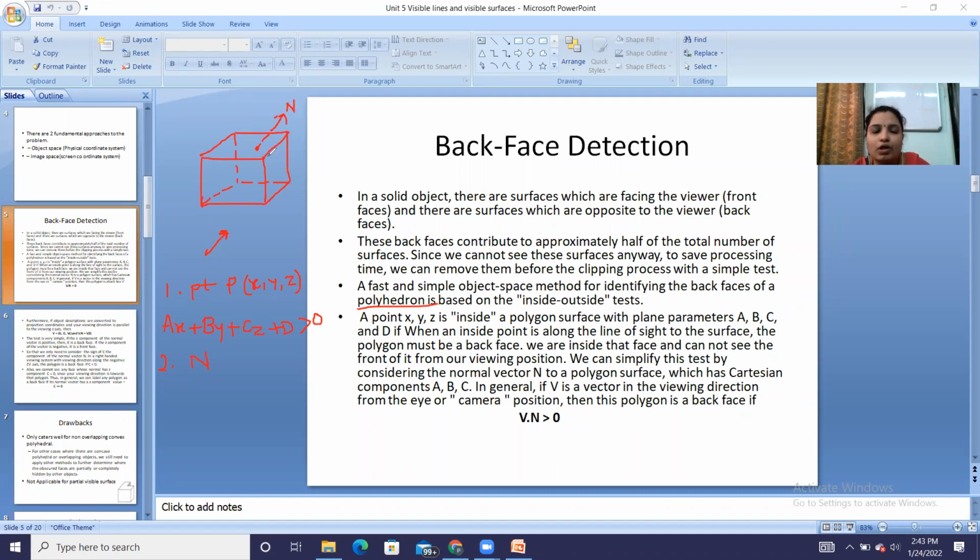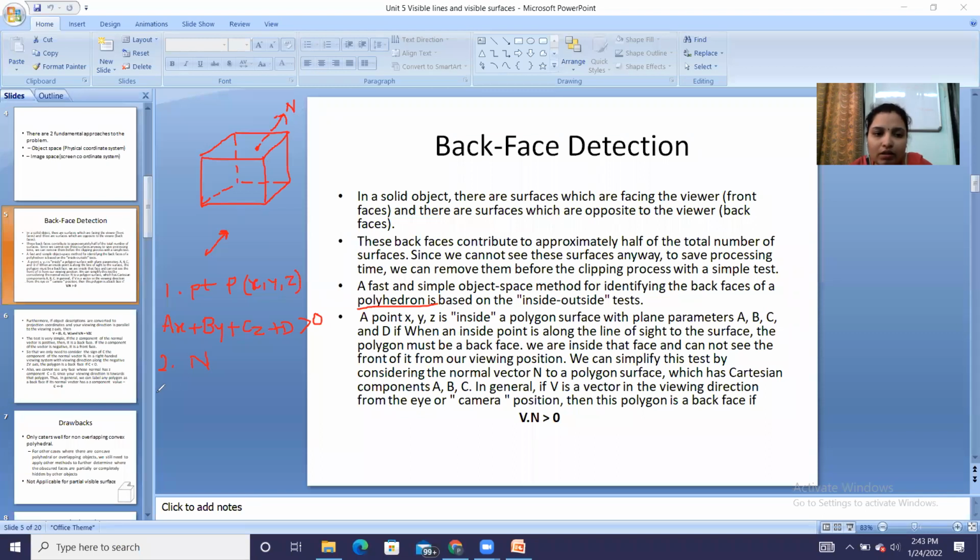Okay. So what I have done, I have taken a point P. I have checked with this expression whether the point lies on the polyhedron or not. As it is lying on the polyhedron, I have drawn a normal to that surface. So assuming that the point P is lying on the back side, I am drawing one normal to this surface. That point can be anywhere. Okay, so I am drawing this normal.